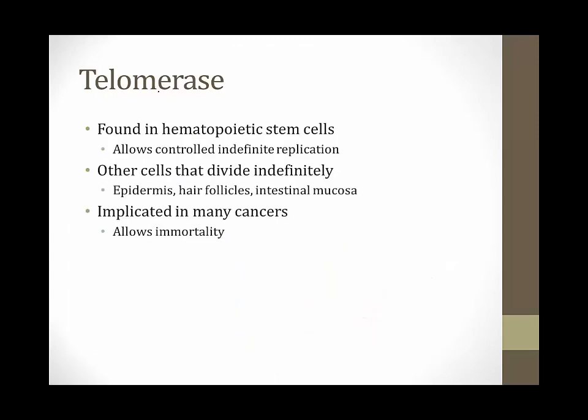You can imagine that in cells with absent or low levels of the telomerase enzyme, after each cell division, genetic material will be lost and eventually the cell will no longer be able to divide. For some cells, this is a big problem because they need to divide indefinitely, and so those cells are where you find lots of the telomerase enzyme. So for example, in hematopoietic stem cells, the telomerase enzyme is present and it allows for controlled indefinite replication. You can also find higher levels of the telomerase enzyme in cells that divide indefinitely for other reasons, like cells of the epidermis, hair follicles, or certain cells in the intestinal mucosa.